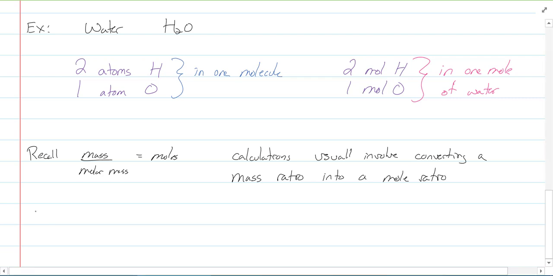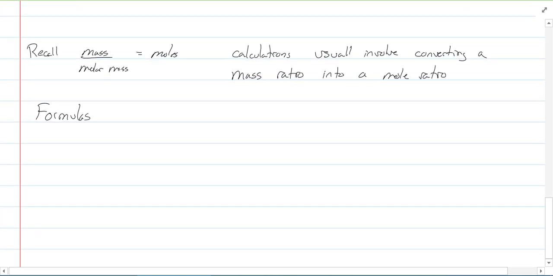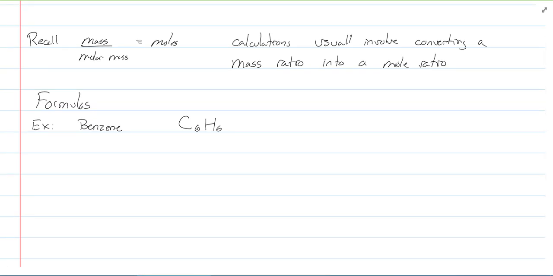Now let's talk about the formulas. There are 3 formulas we're going to talk about. First, we do the example of benzene, C6H6. The molecular formula is C6H6, and that's just the formula for the molecule.